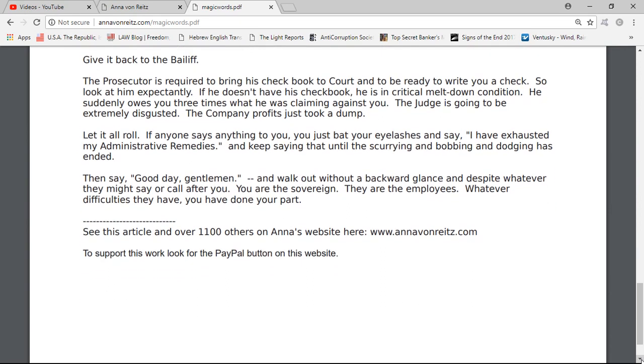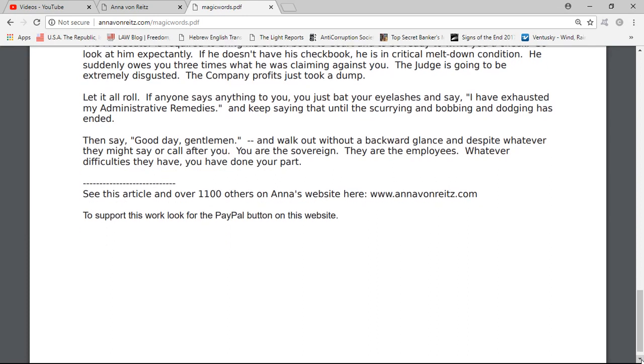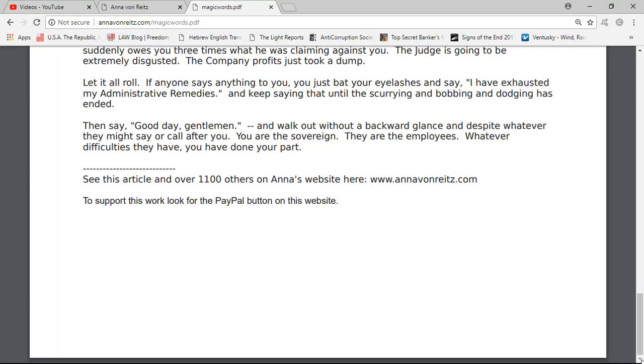The prosecutor is required to bring his checkbook to court and to be ready to write you a check. So look at him expectantly. If he doesn't have his checkbook, he is in critical meltdown condition. He suddenly owes you 3 times what he was claiming against you. Wow. The judge is going to be extremely disgusted. The company profits just took a dump.